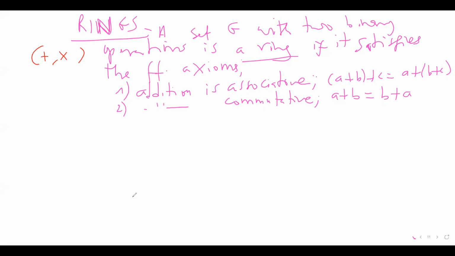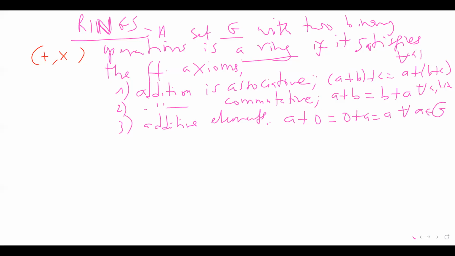Then we have the additive element, which says that A plus 0 is equal to 0 plus A is equal to A, of course, for all A in the set G. Of course, here too for all A, B in G, and similarly here A, B, C, all in G.